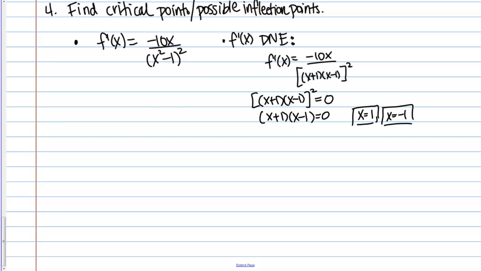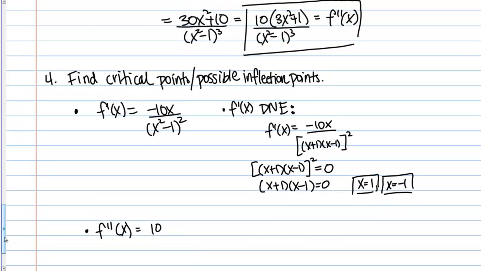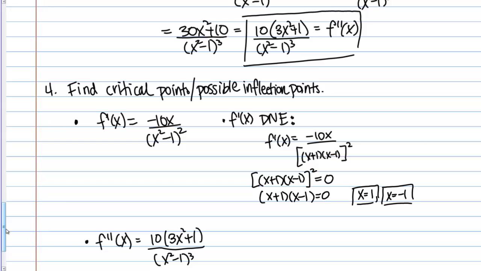Okay, so this was for the first derivative. Now let's think about the second derivative, which was 10 times the quantity 3x squared plus 1 over x squared minus 1 quantity cubed. Okay, so I just realized that I completely forgot that we also need to find the places where f prime of x equals 0. Sorry about that.